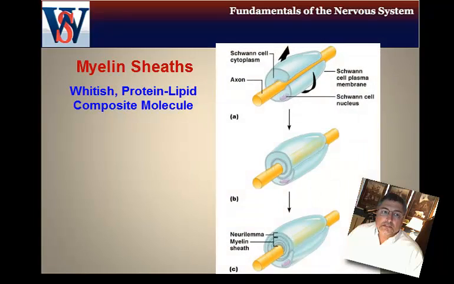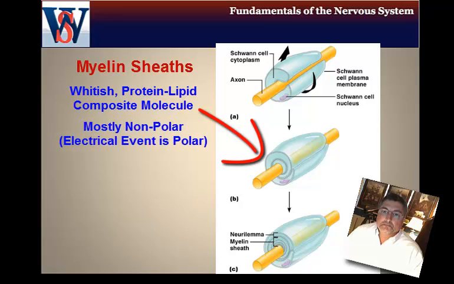Many of our neurons, especially the largest diameter ones, are covered with this whitish, protein-lipid, segmented sheath or wrapping of protein-lipid based components called myelin. Since it's lipid based, it's mostly nonpolar. Now, myelin sheaths are associated with the axons only. They will not be found on dendrites.